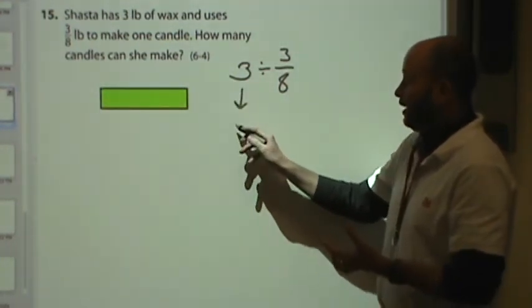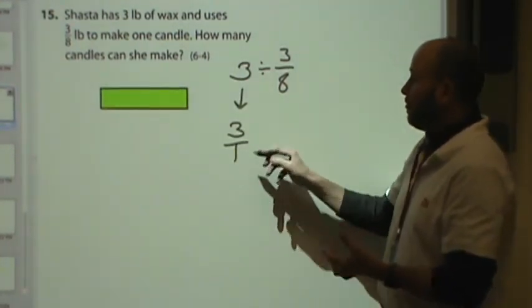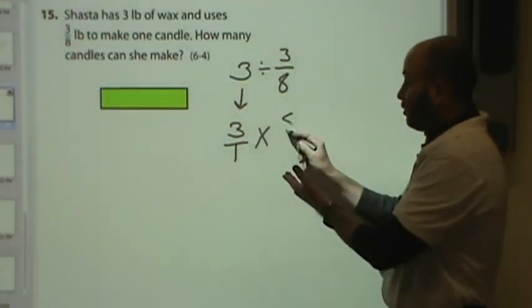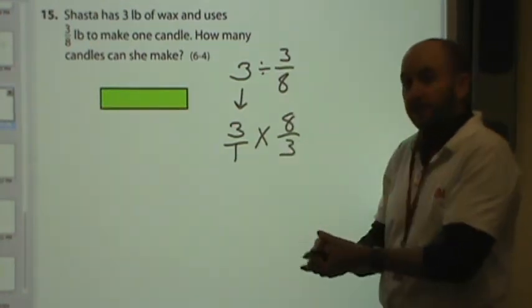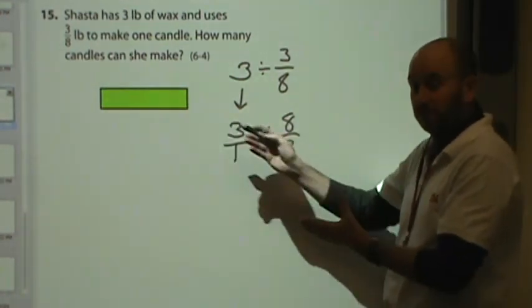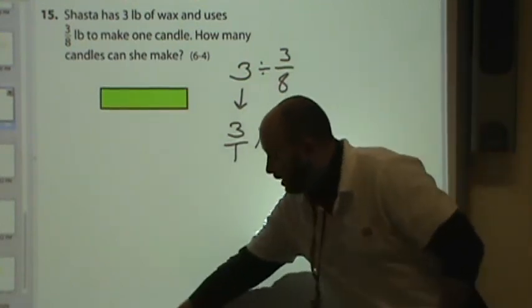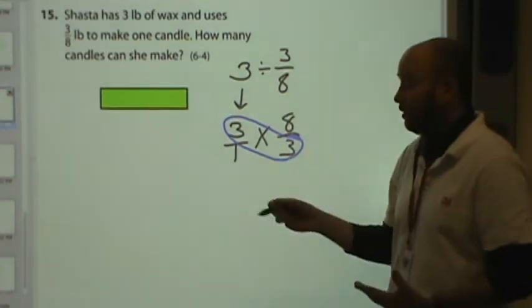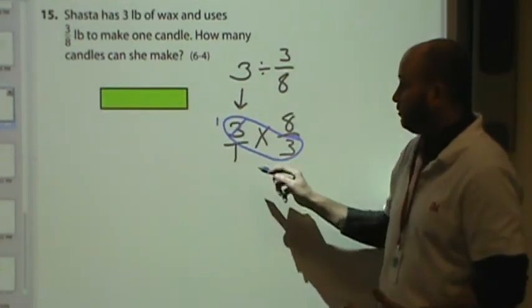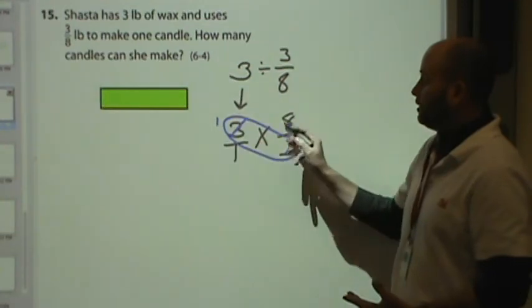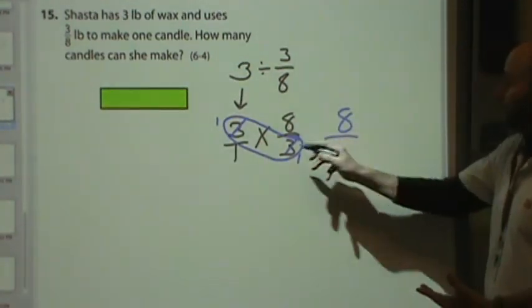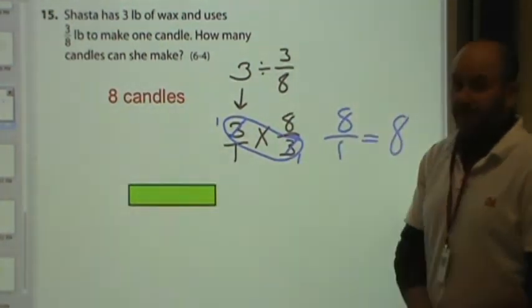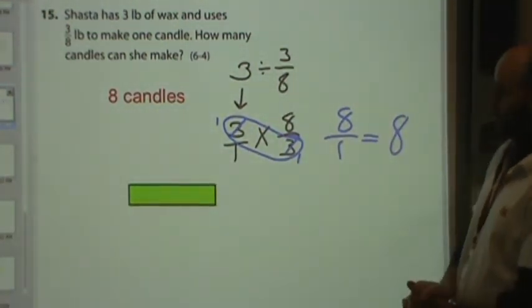So we have to create an improper fraction. We can then go into our multiplication, but create a reciprocal, and then check for cross simplifying. In this case, we see that 3 can certainly simplify itself. So 3 into 3 will go 1 time. 1 times 8 is 8. 1 times 1 is 1. Gives you the whole number of 8. So she can make 8 candles.